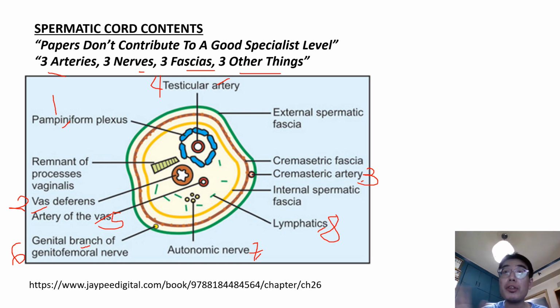And the three other things are the ductus deferens, the pampiniform plexus, and the lymphatics. Our anatomy review of the day.